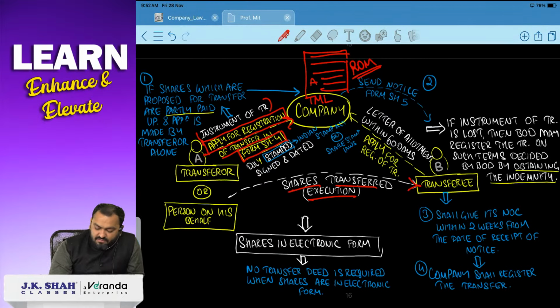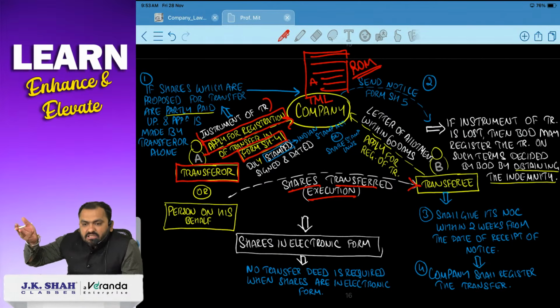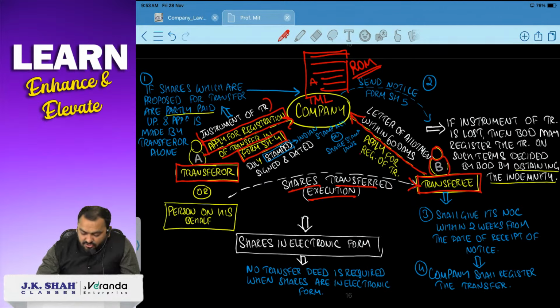Now friends, yes, Mr. A can make this application. Who is Mr. A? Transferor. But what if this is a case of intimation of transmission? Do you understand intimation of transmission? That is, the transferee will apply to the company. Can the transferee apply to the company? Yes, the transferee can also apply for registration of transfer. So he can apply.